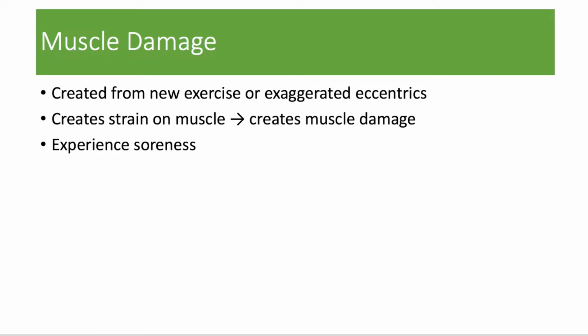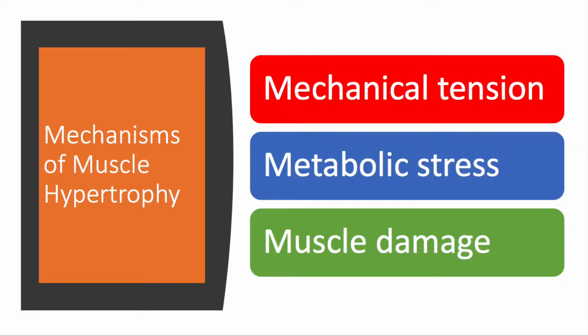And finally, we have muscle damage, and this is created from new exercise or exercises that have a large or exaggerated eccentric, so the lowering phase of a lift. This then creates strain, which is of course damage to the muscle, and this is experienced as soreness the next few days. These three mechanisms are not independent, and they actually interact with each other to produce muscle hypertrophy.